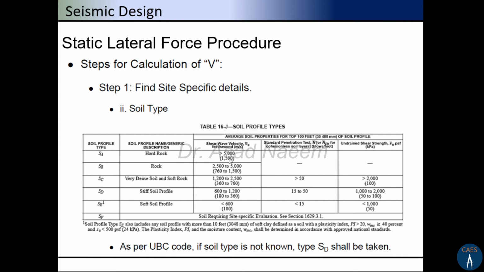If the shear wave velocity is greater than 1500, then we have hard rock, and then similarly rock, very dense soil or soft rock, and then stiff soil, and then soft soil. SF is a special provision, and for this we have to go for a specific site evaluation. As we see, from SA to SF our soil goes from stiff to less stiff soil. And if the soil type is unknown, it is typical to take SD for the soil type of normal structures.